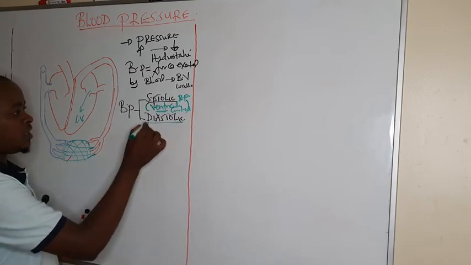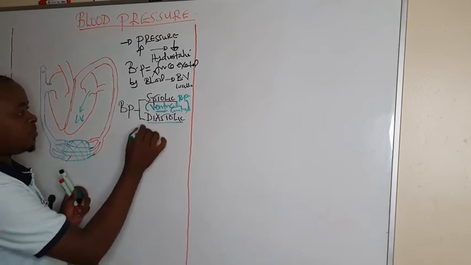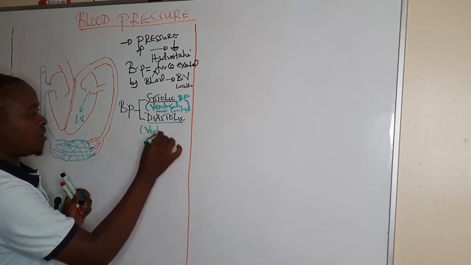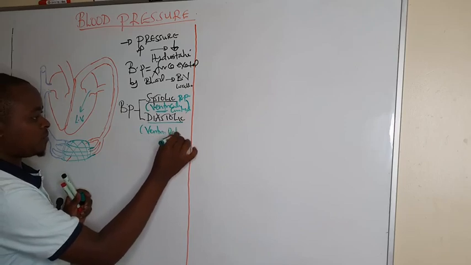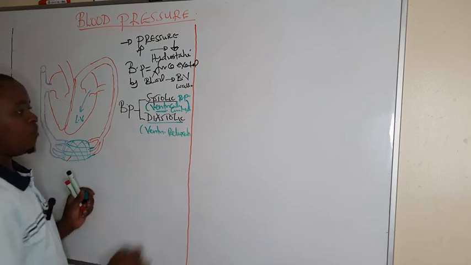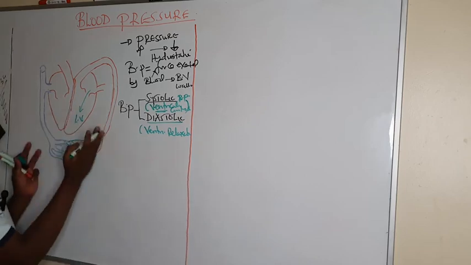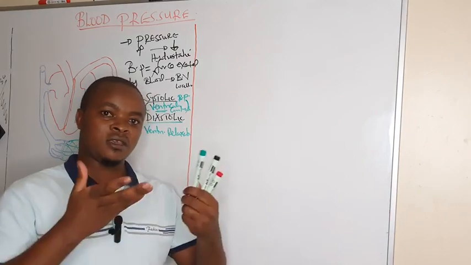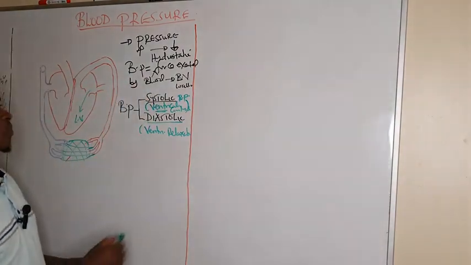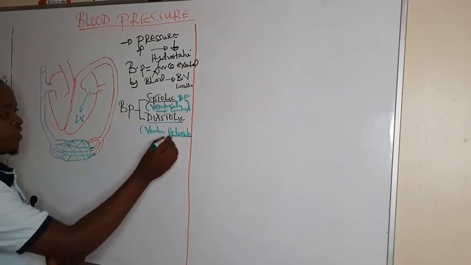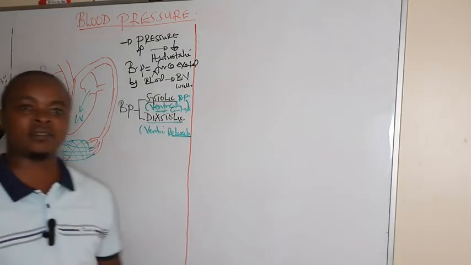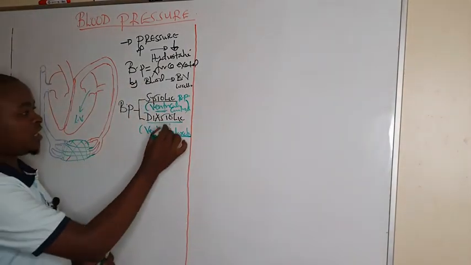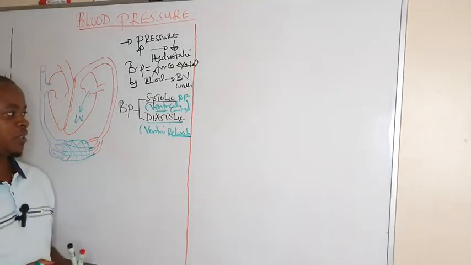Whereas diastolic blood pressure is the pressure recorded during complete ventricular relaxation. After the ventricles have pumped out blood to the systemic circulation, they relax. And this pressure, which is recorded when the ventricles are at a maximum relaxed state, is what we are calling the diastolic blood pressure.